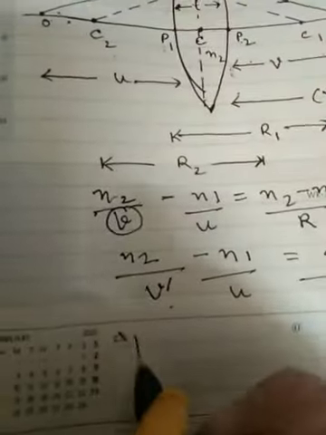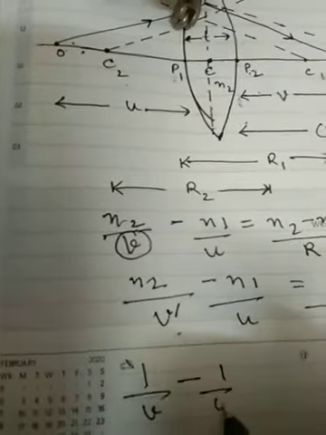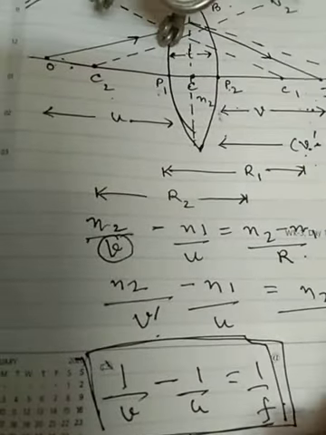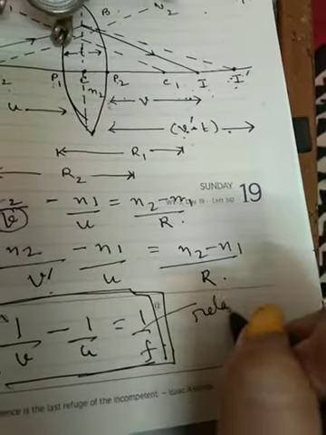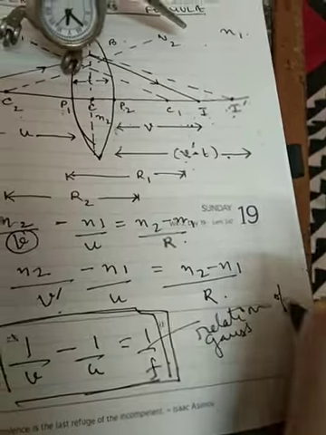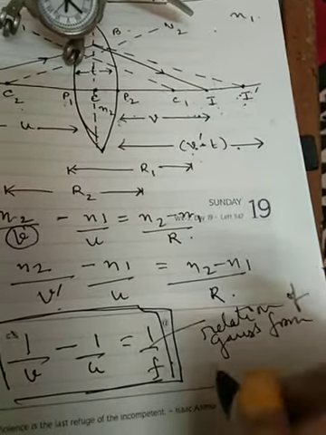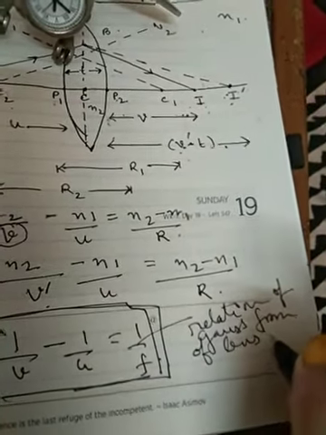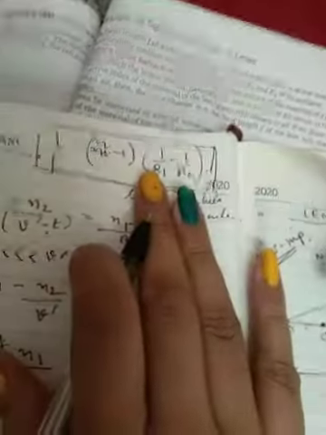Students, do you remember this formula we studied a long time back, that is 1 by V minus 1 by U is equal to 1 by F? This formula is called the Gauss form of lens equation. So this formula and the lens maker's formula are quite different, students.